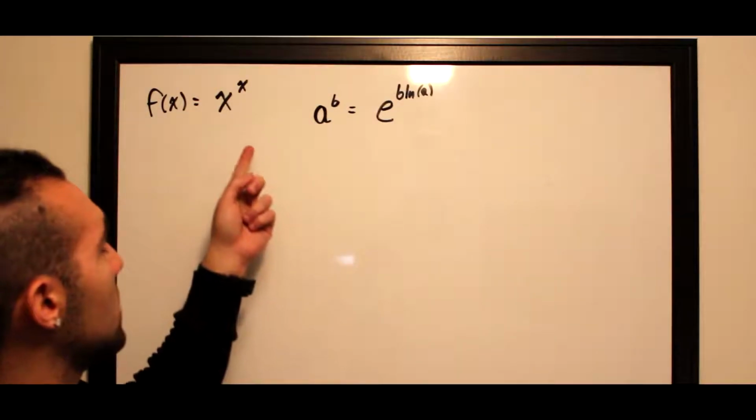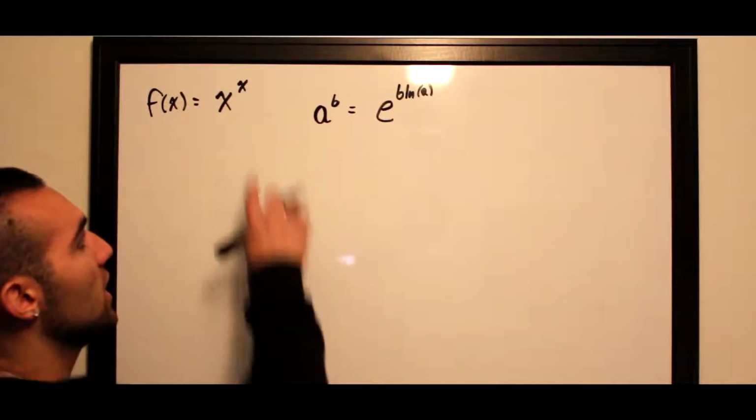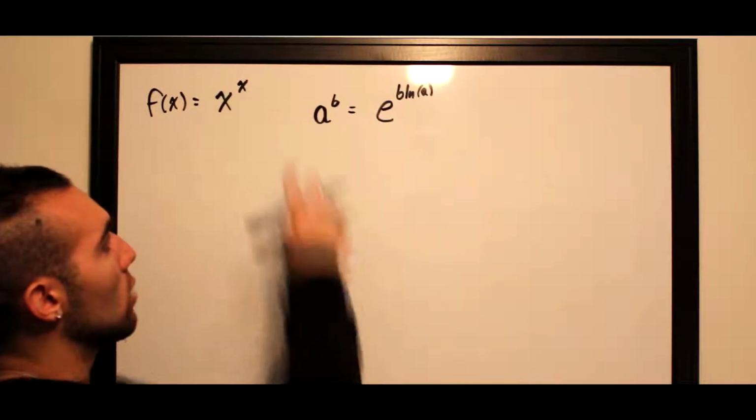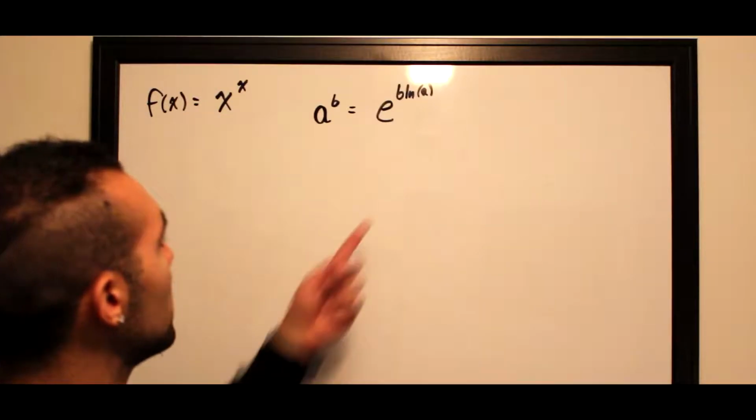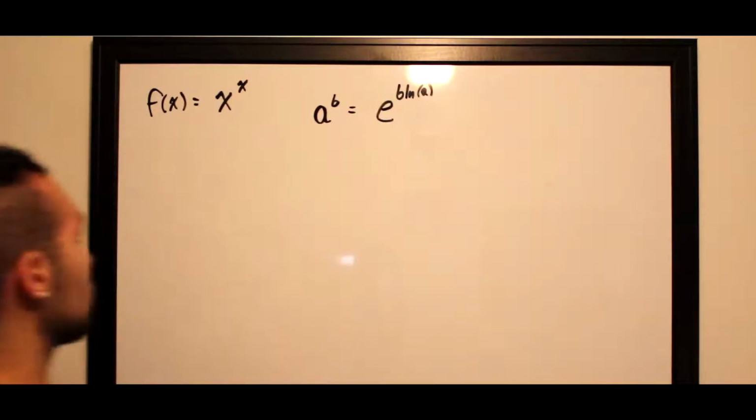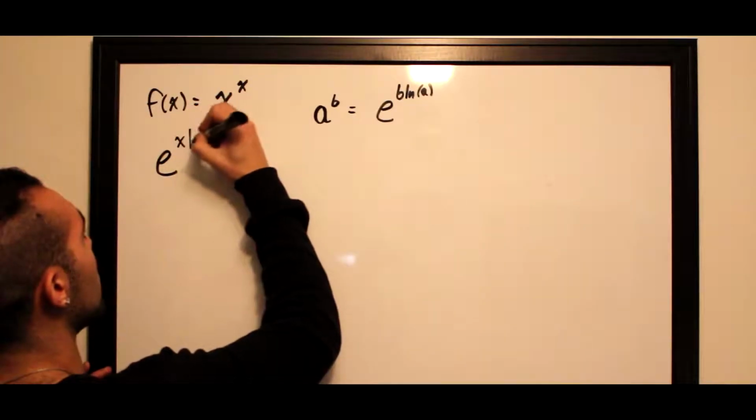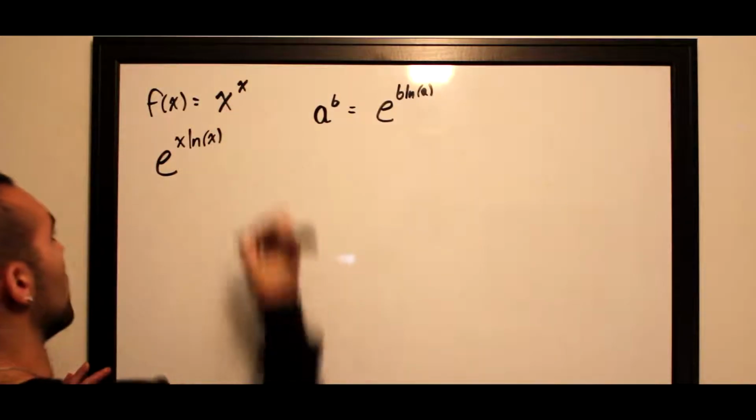So we know that both our a and our b are going to be x in this case. So x to the x, a is equal to x, b is also equal to x. So we can rewrite this function as e to the x times ln of x. So this is e to the x times ln of x.